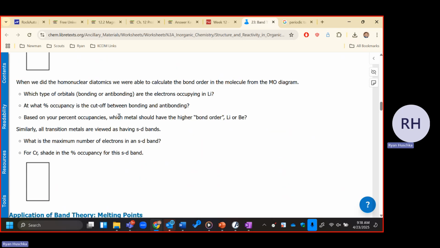Okay, all right, so. Oh, okay, so let's do lithium. Actually, I take that back completely. If you're thinking about bond order for lithium versus beryllium, how did you do that part?